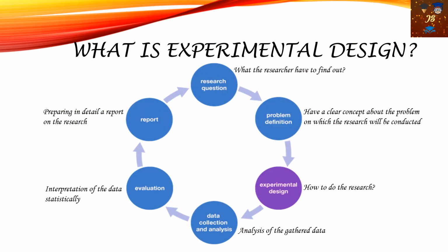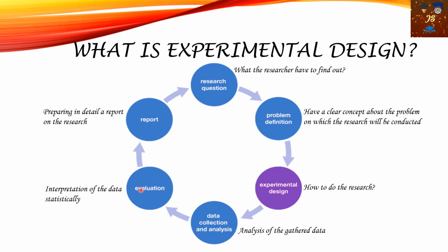Regarding the flowchart of the experimental design, first of all comes the research question. That means what the researcher wants to do, what problem the researcher wants to solve. So the problem definition: the researcher should know what problem he or she is going to solve. Then comes the experimental design, that means how the research will be done to solve the problem. After that, the data will be gathered and analyzed: data collection and analysis.